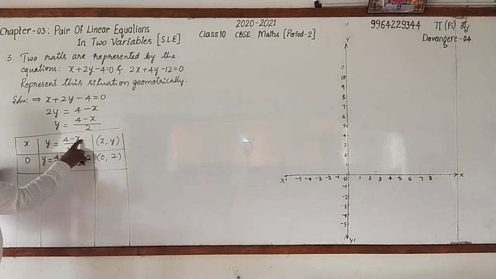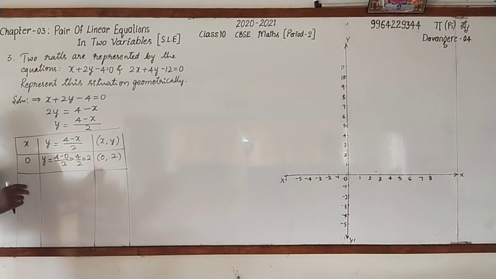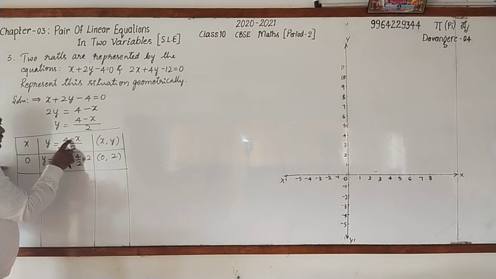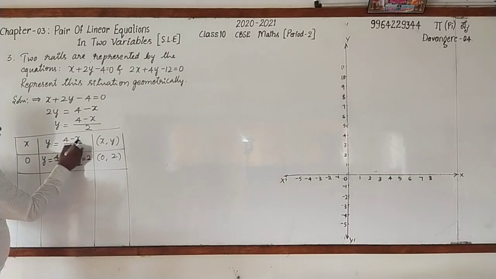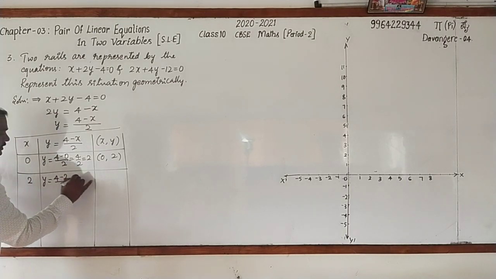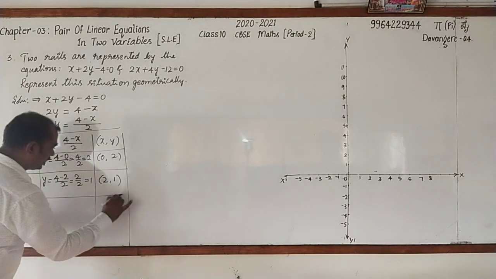Next, can we take 1 here? See, when you take 1, 4 minus 1, 3, 3 by 2, not an integer. Hence, taking minus 1 won't work, because minus of minus 1 is plus 1, then 4 plus 1 is 5, 5 by 2, again a fraction. Then take 2. When you take 2 in place of x, 4 minus 2, 2, 2 by 2, 1. y is equal to 4 minus 2 by 2, this is 2 by 2, which is 1. When x is 2, y is 1.